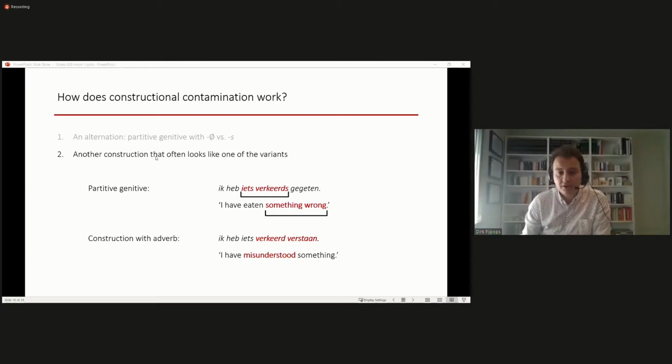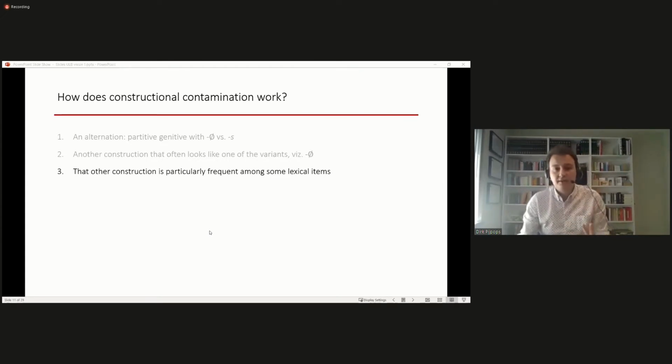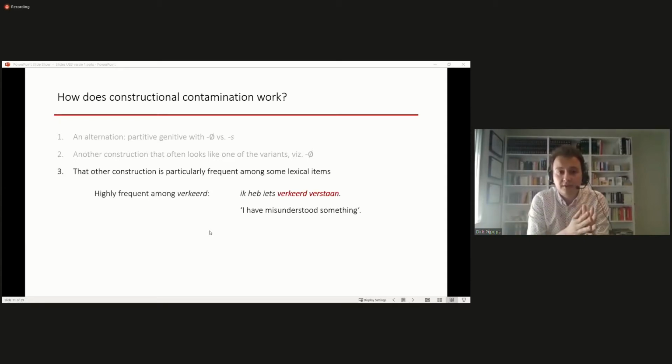We have another construction that often looks like one of the variants on the surface. In this case, it looks like the variant without S ending. All right. Step 3 is then that other construction is particularly frequent among some lexical items. So for instance, it's highly frequent among verkeerd. So you very often hear things like, ik heb iets verkeerd verstaan, ik heb iets verkeerd gehoord, geïnterpreteerd, etc. So I've misunderstood something, I've misinterpreted something, misread something, misheard something, etc. So it's highly frequent with that adjective.